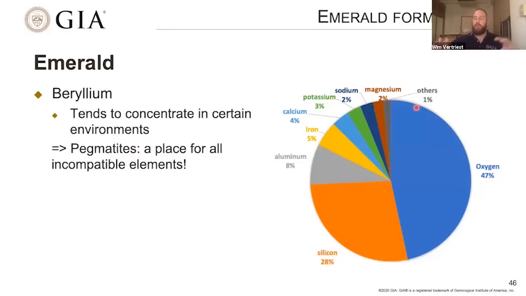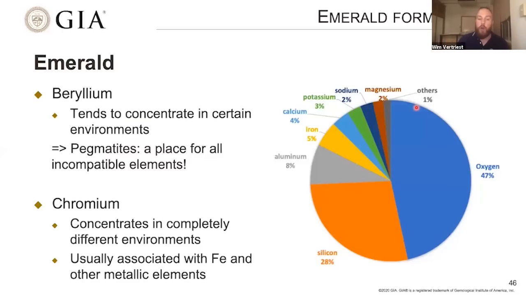When you build minerals, you're always going to go for the easiest one first, things that fit together nicely. But not all elements fit together nicely. Some of them are really small, others are massive, and those are all concentrated in the pegmatites, left over till the very last, and then you build your minerals with it. So beryllium is one of those elements. You will often find it enriched in pegmatites, growing. That's why we find a lot of beryls in pegmatites.